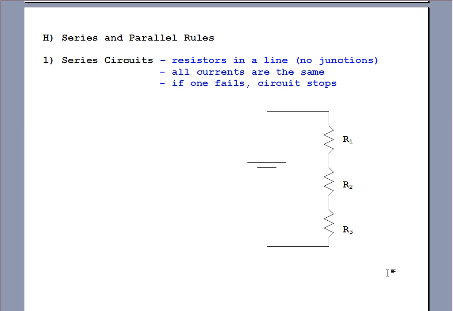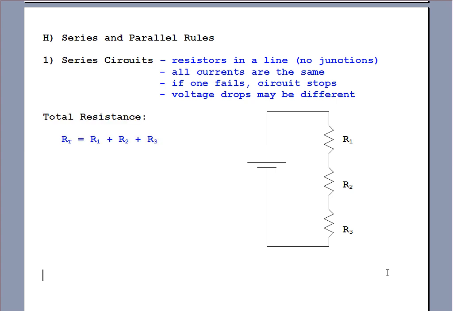If one of them fails, if it's gone, if it's removed and not replaced, and you don't just connect the two wires together to close that gap, if you leave that gap open, the circuit definitely stops. The voltage drops are typically different, unless you make all the resistances the same value. When you're calculating total resistance for a series circuit, you do nothing but add them all up. You're just adding up the ohms. That tells me if you were to add another resistor in series, the total resistance always grows. Okay, that's something to keep in mind.